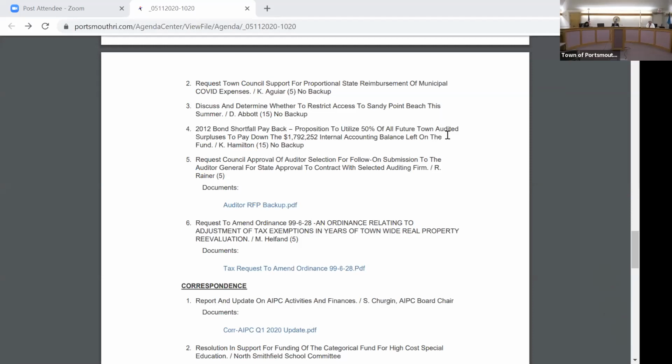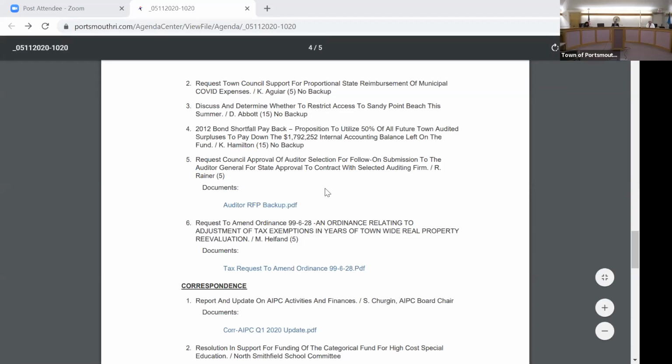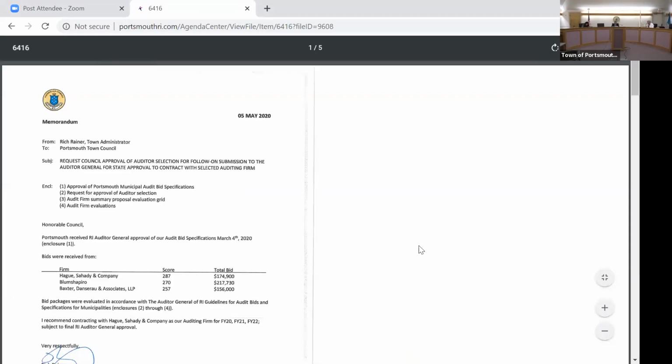Okay, on to number 5. The next item is a request for council approval of auditor selection for follow-on submission to the Auditor General for state approval to contract the selected auditing firm.